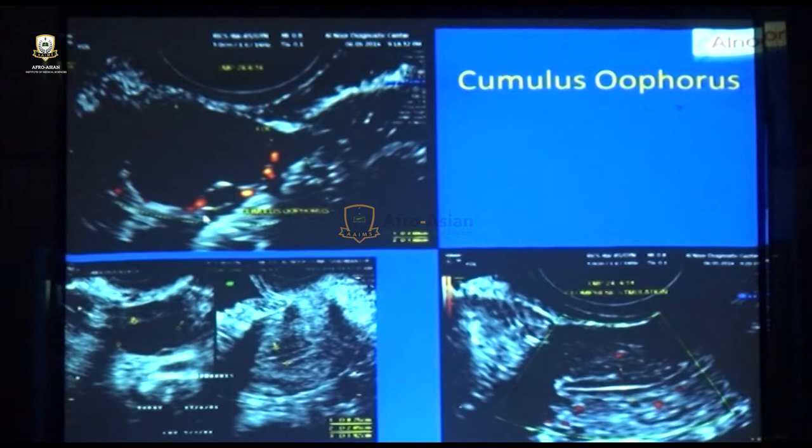You can see this small cystic area within the large follicle. That is basically the cumulus oophorus. This is going to be released after the follicle ruptures, and it is going to be fertilized by the sperm coming from the opposite side. There you can appreciate that.